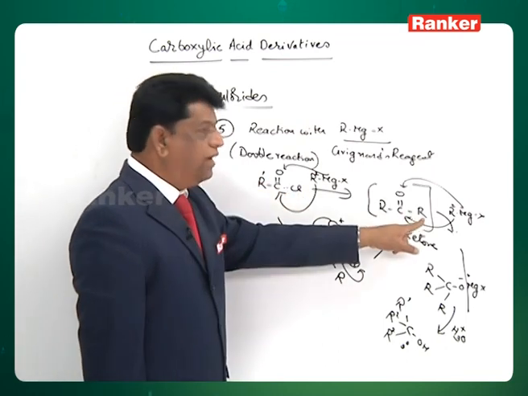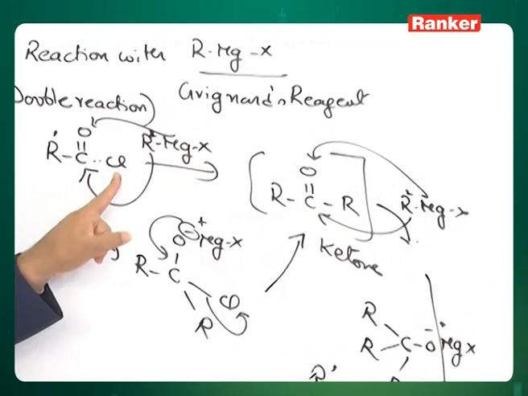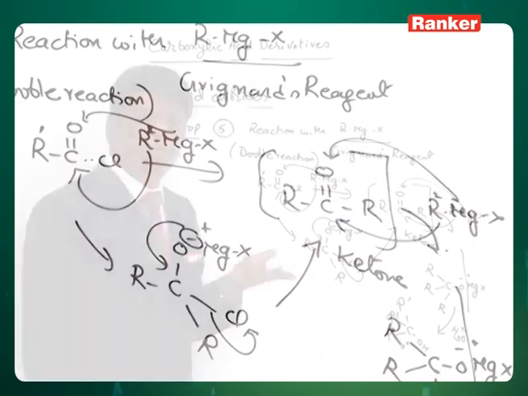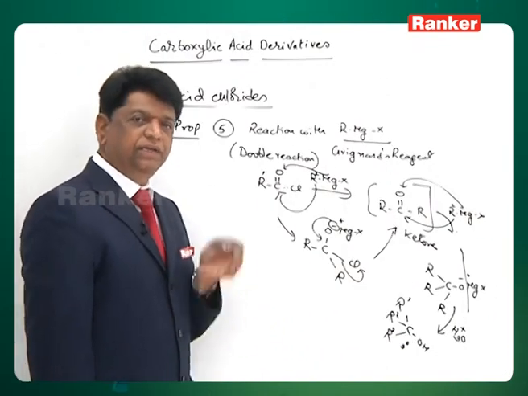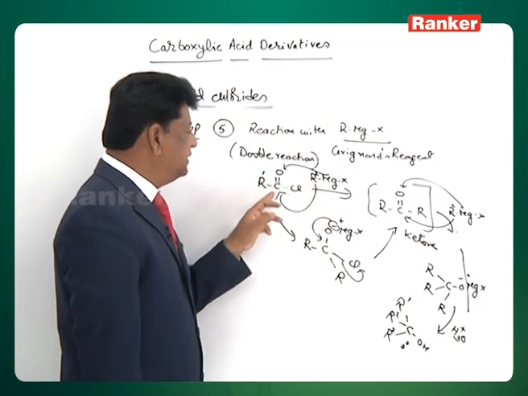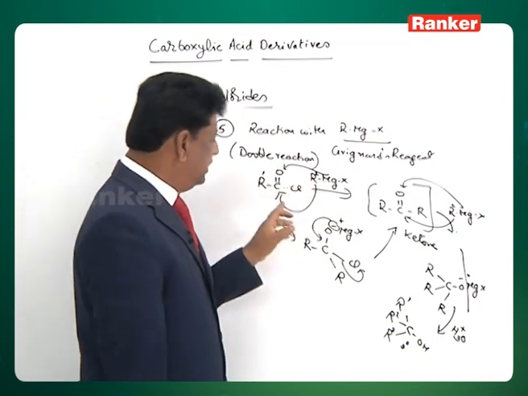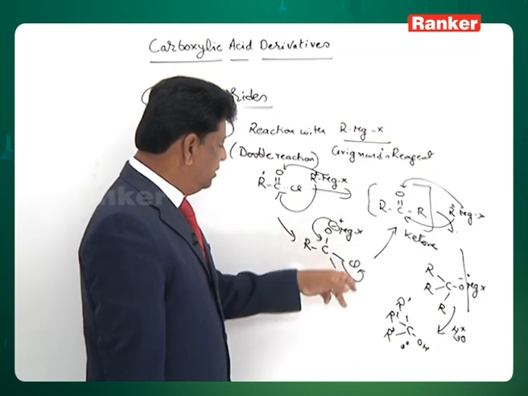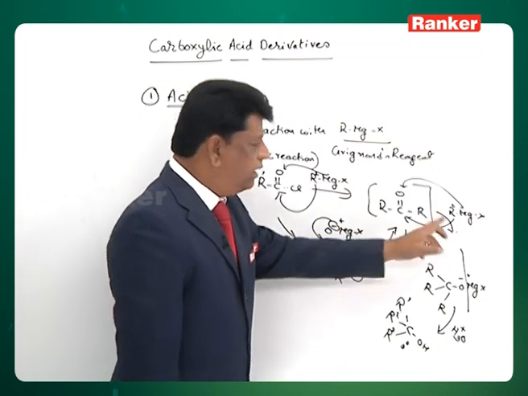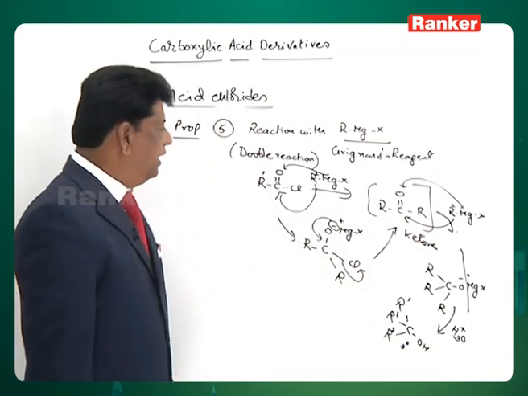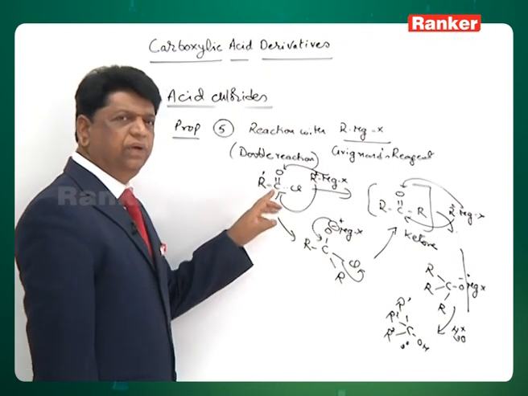Cl has gone, R has come. See here, Cl has gone, R has come. What is this type? Nucleophilic substitution. That is wrong actually. Nucleophilic addition takes place and then undergoes removal of magnesium chloride. For the ketone, the second time it is nucleophilic addition only. The nucleophilic addition on the acid chloride C=O is not that favorable.